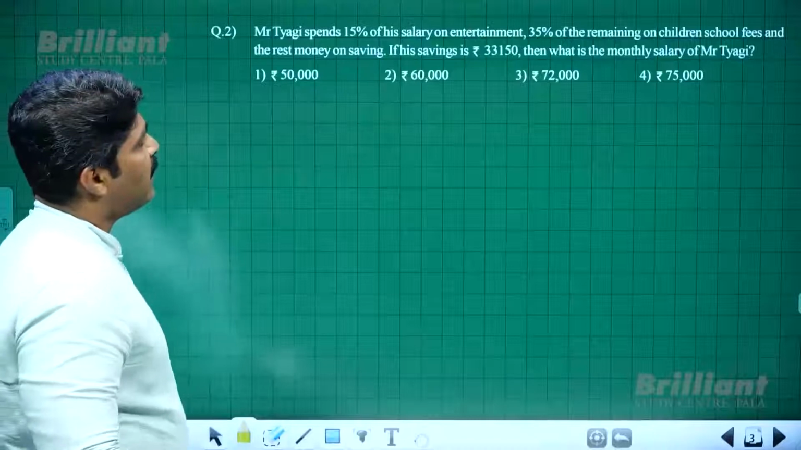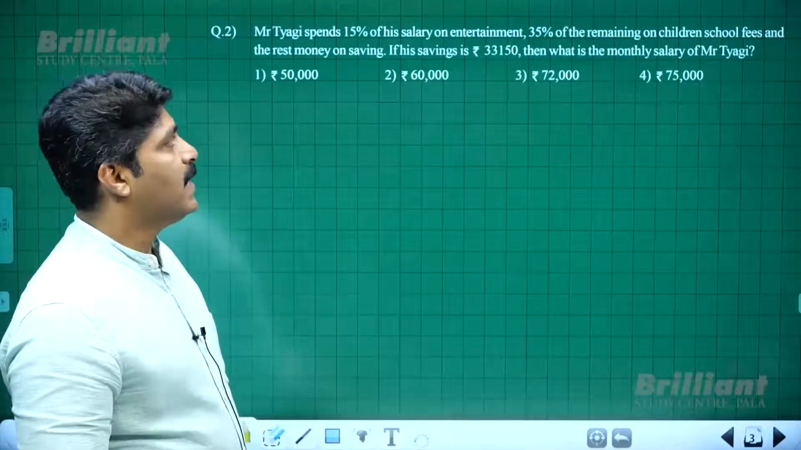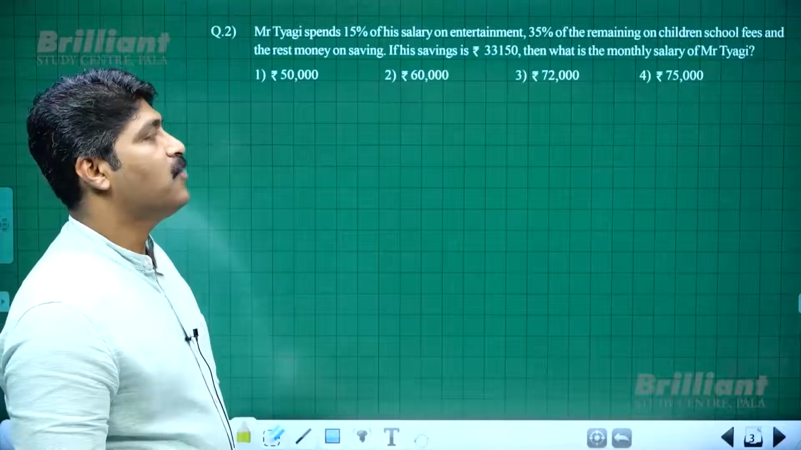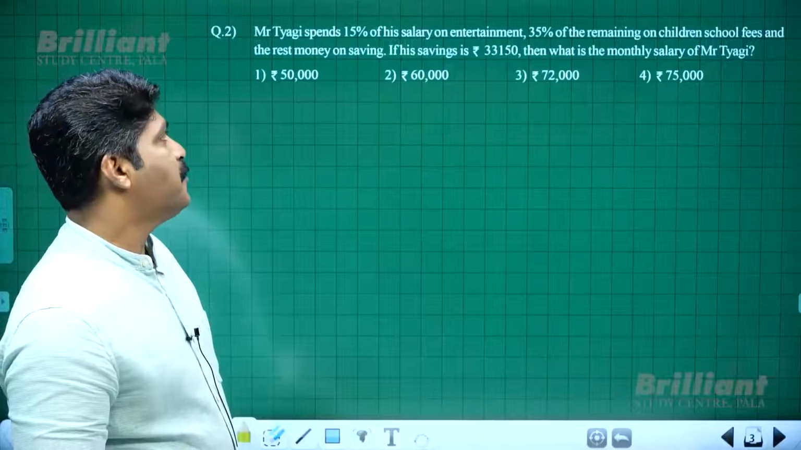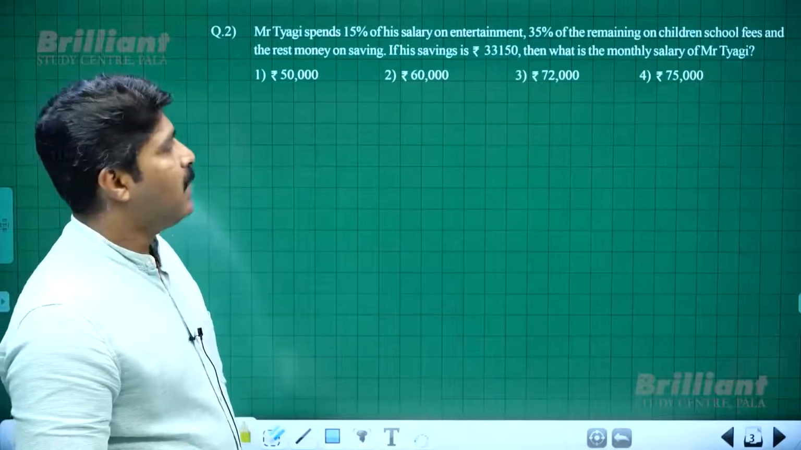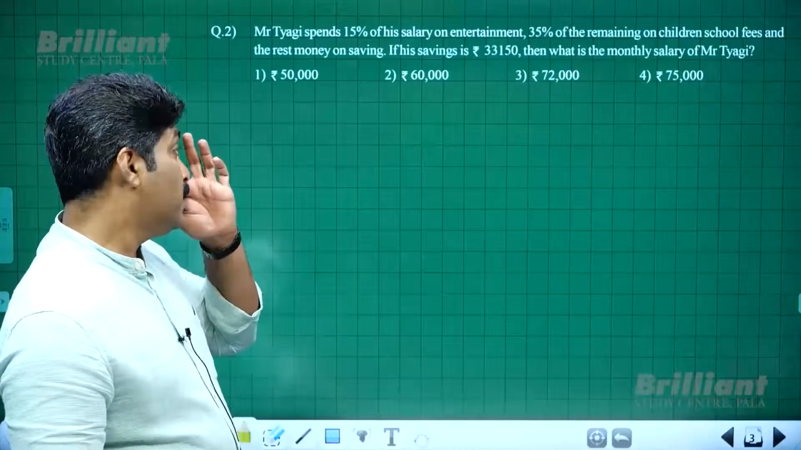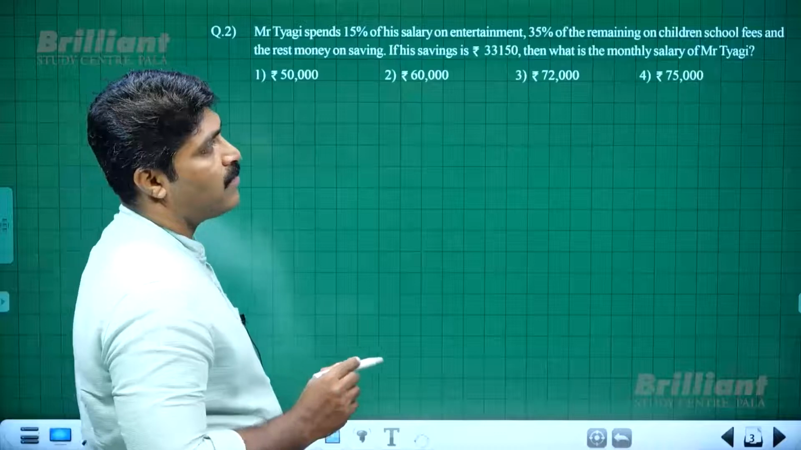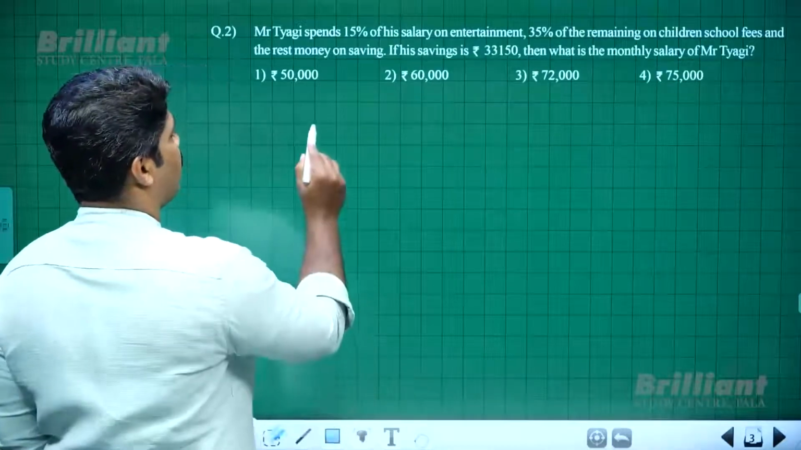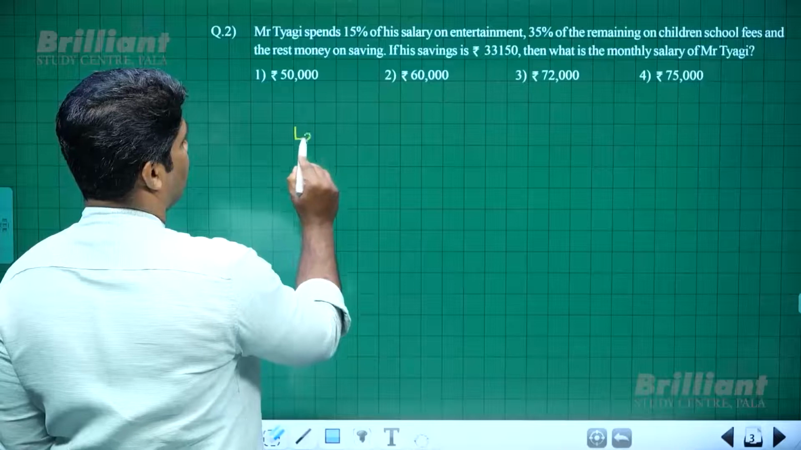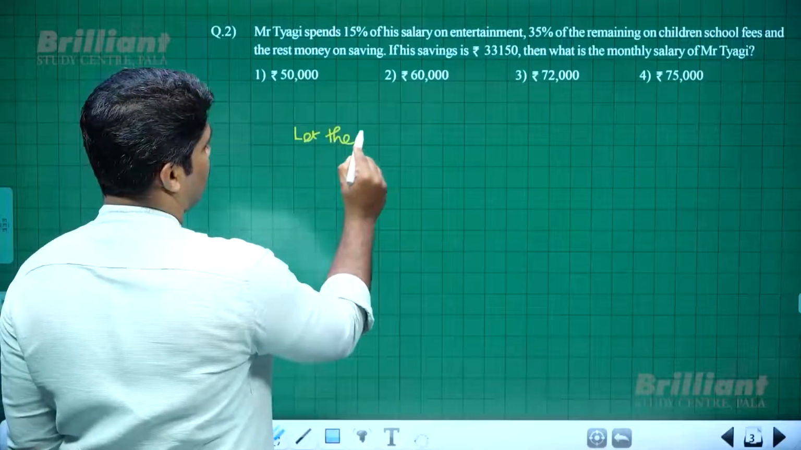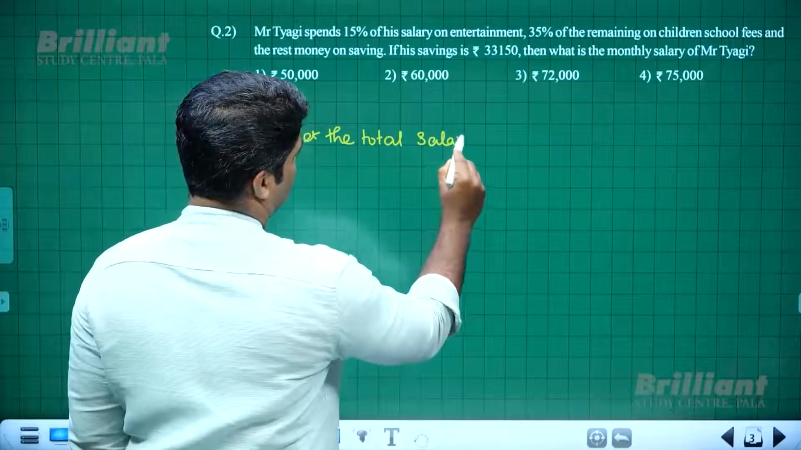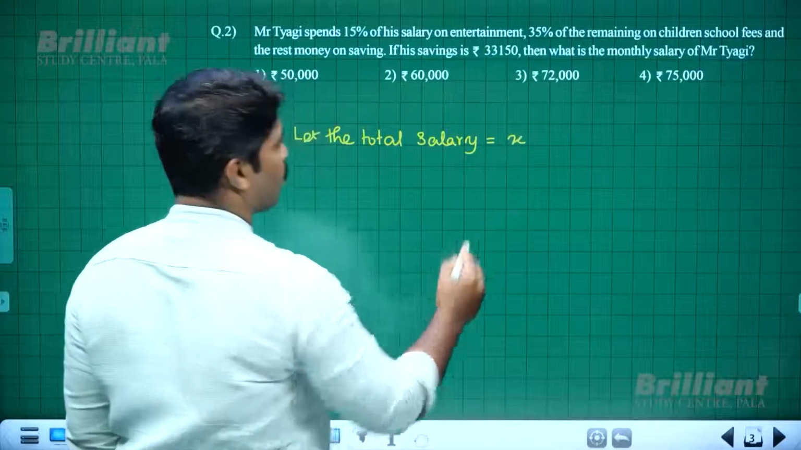Next question: Mr. Tyagi spends 15% of his salary on entertainment, 35% of the remaining on children's school fee, and the rest of the money on savings. Then we have to consider the remaining concept. Here we have to consider the total salary of Tyagi. Let the total salary be X rupees.